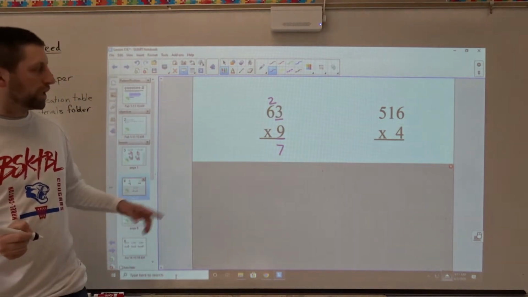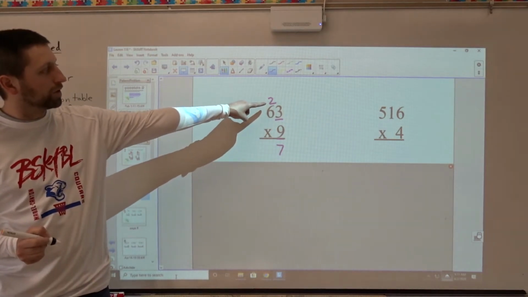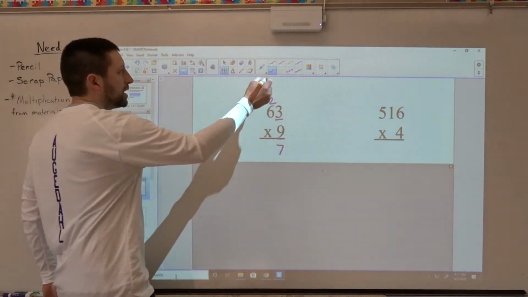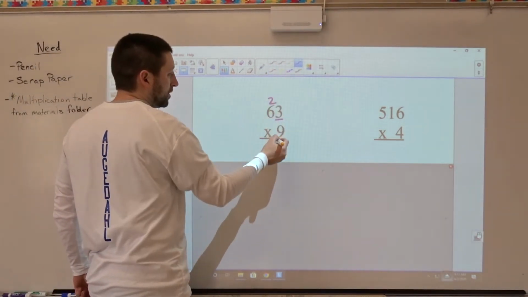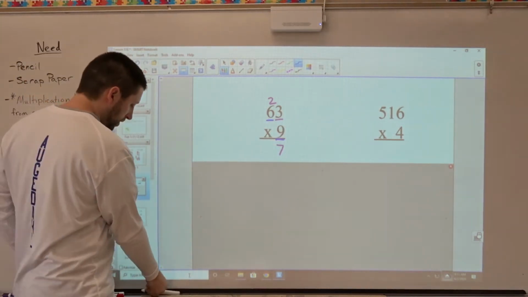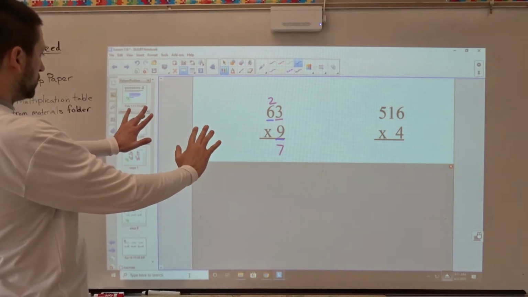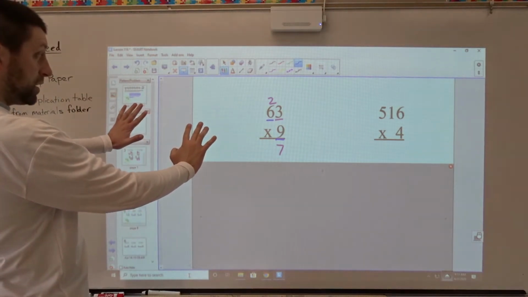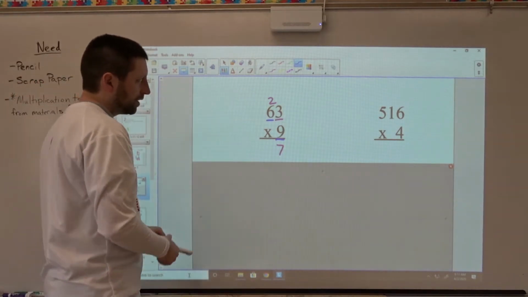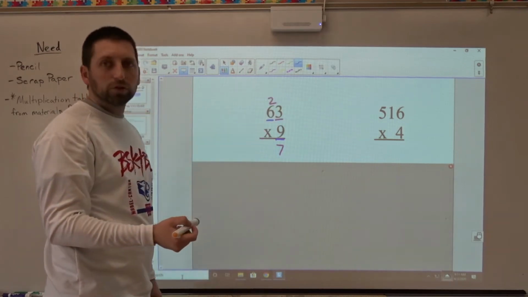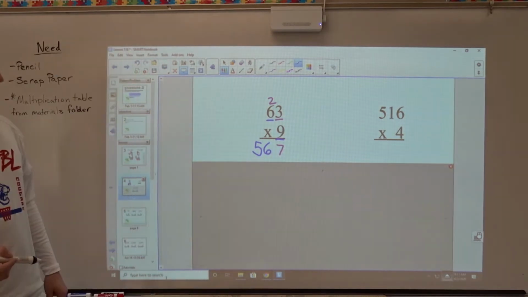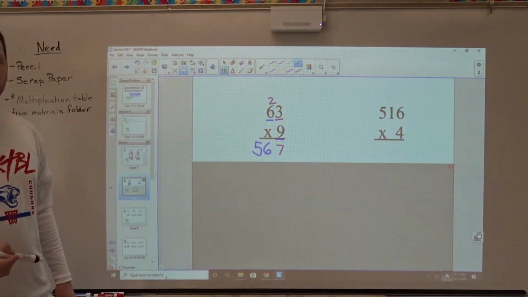I can't write the 2 down here, but I can move it over to the tens place. So we'll save that for a little bit and we'll add it after we multiply 9 times 6. And 9 times 6. If you're struggling with that, remember you got the magic 9s. 1, 2, 3, 4, 5, 6. 54. 5 tens, 4 ones. Plus 2, so 54 plus 2 is 56. So 63 times 9 is 567.